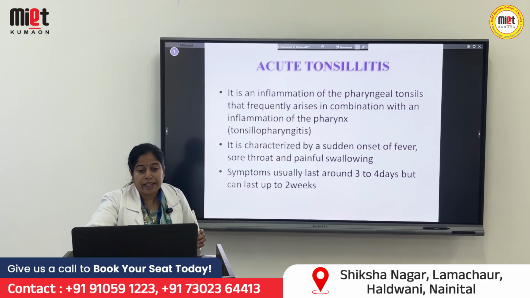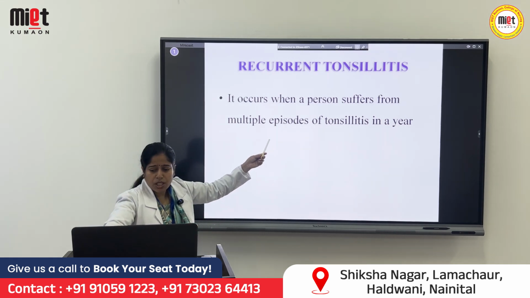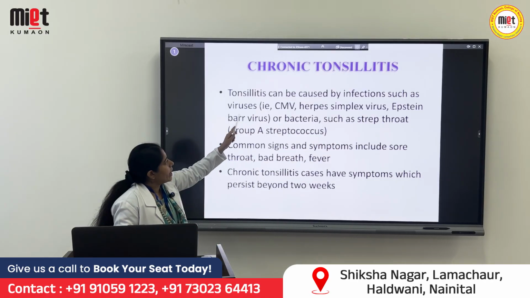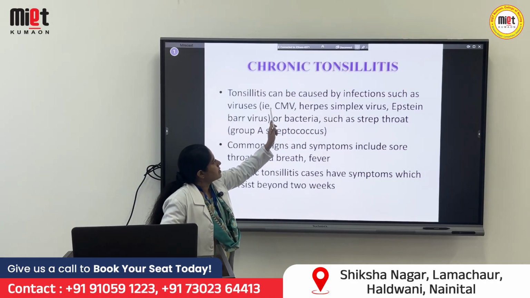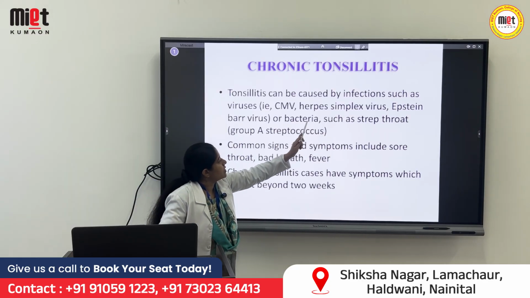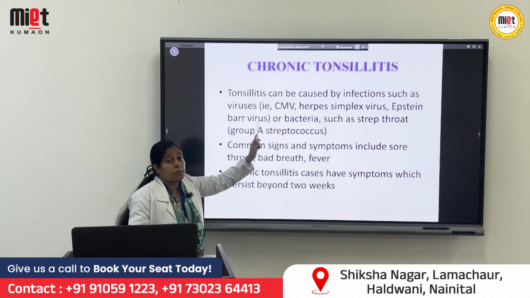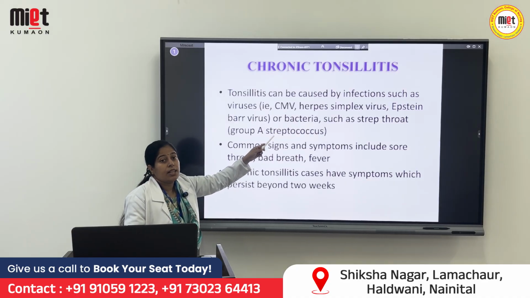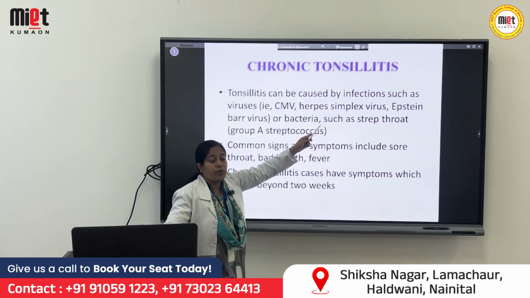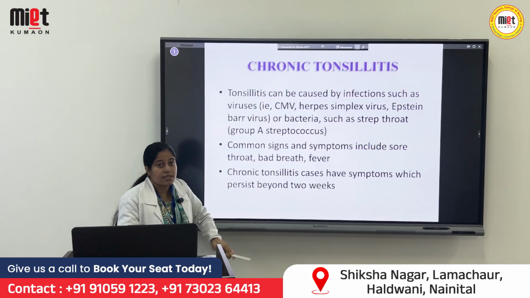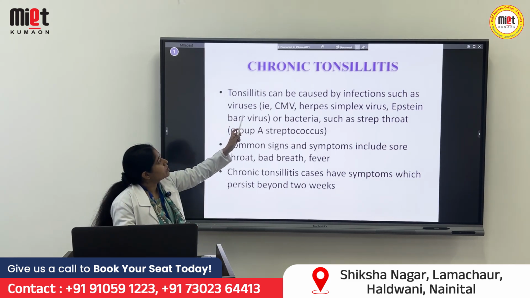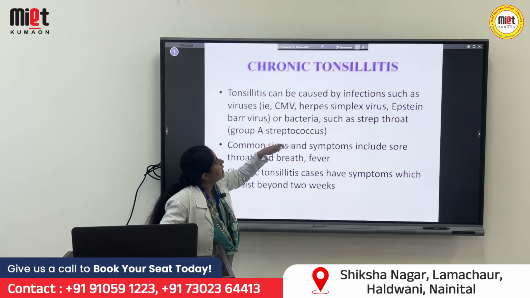Now we will move on. Next is the recurrent tonsillitis. Before that, chronic tonsillitis. Tonsillitis can be caused by infections such as viruses, that is CMV. What is CMV? Cytomegalovirus, herpes simplex virus, Epstein-Barr virus, or bacteria such as strep throat. Group A streptococcus is a main bacteria. At the same time, Staphylococcus aureus and streptococcus bacteria. Then in the case of virus, herpes simplex virus, we have spoken about HIV virus, hepatitis A, rhinovirus, influenza virus. These infections cause tonsillitis, mainly bacteria and virus.